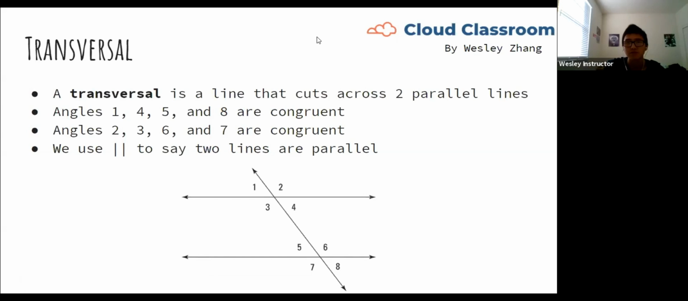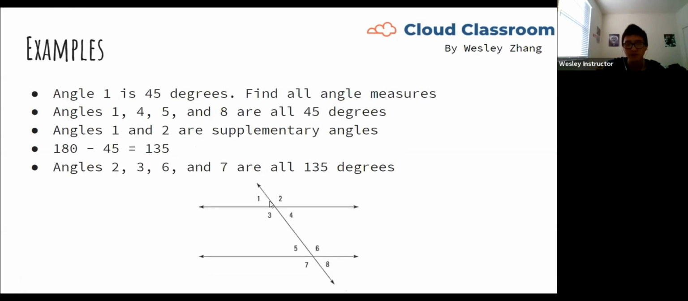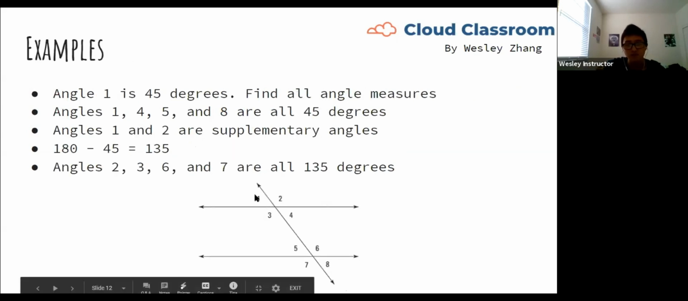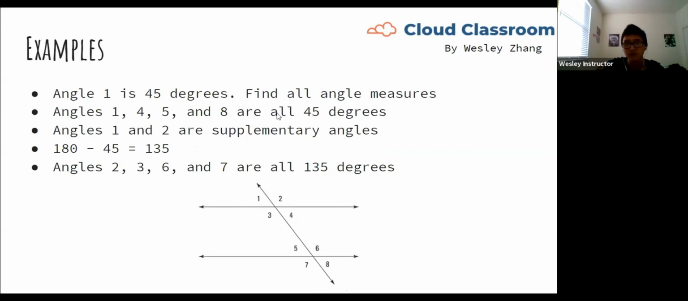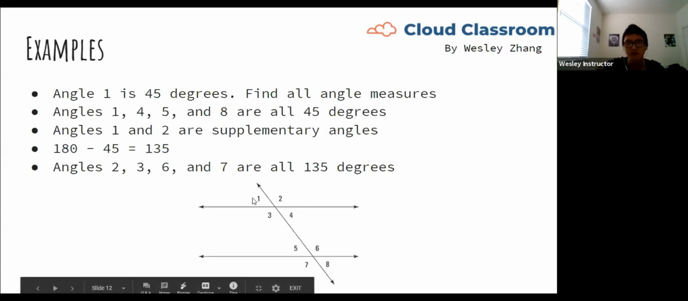All right, here's some examples. So angle 1 is 45 degrees. Once again, these are not drawn to scale. Find all angle measures. So all we need is to know one angle measurement to find everything else. So angles 1, 4, 5, and 8 are all 45 degrees. We know that right off the bat.